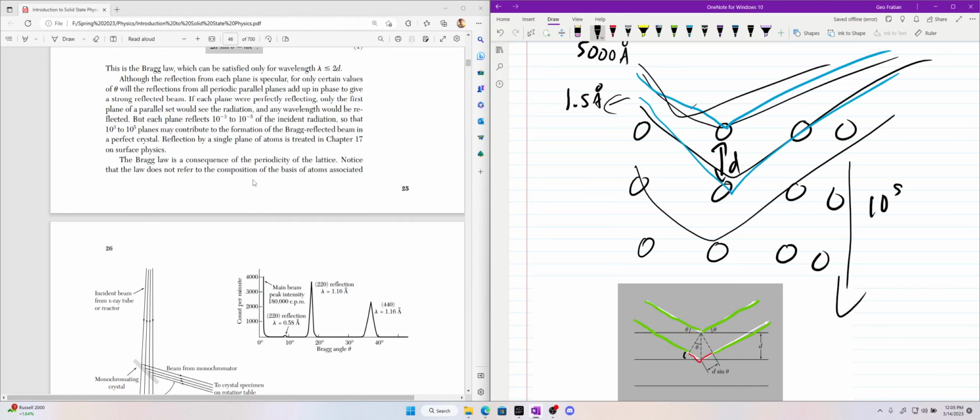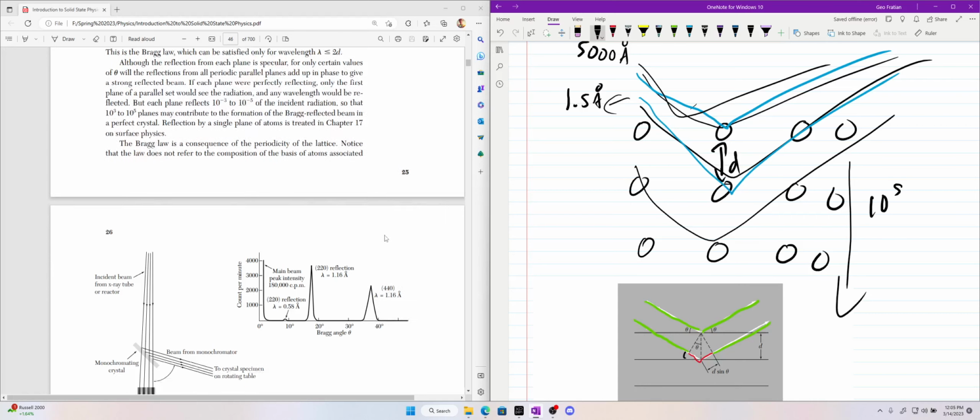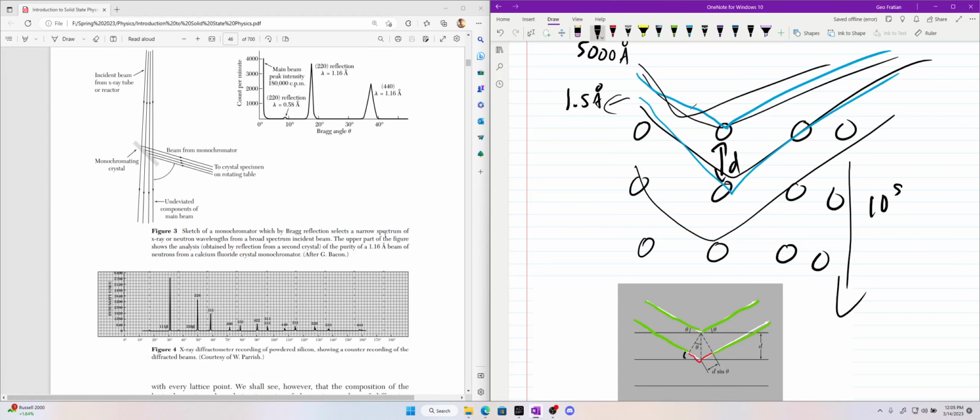And Bragg's law is a consequence of the periodicity of the lattice. And notice that the law does not refer to the composition of the basis of atoms associated. In other words, it doesn't matter if it's like copper or carbon, whatever. It's based off of the lattice structure, aka how they're arranged in space.